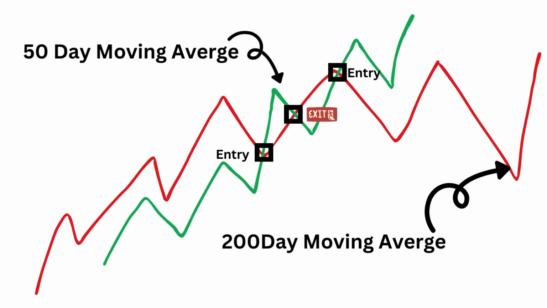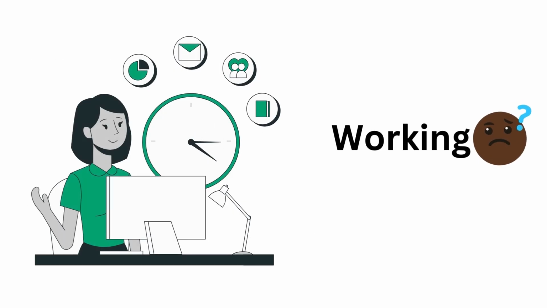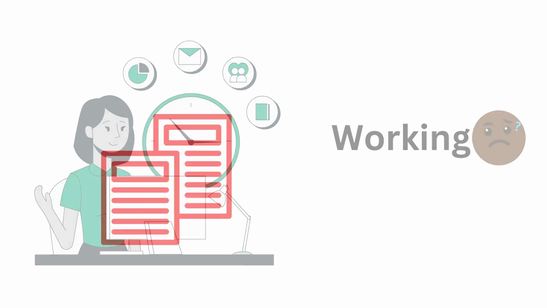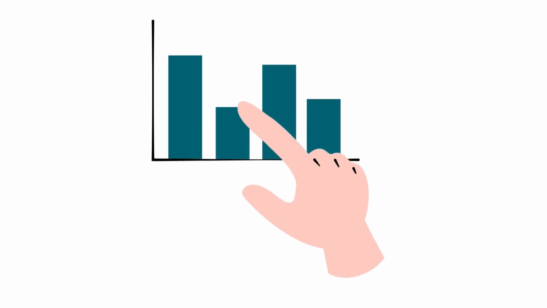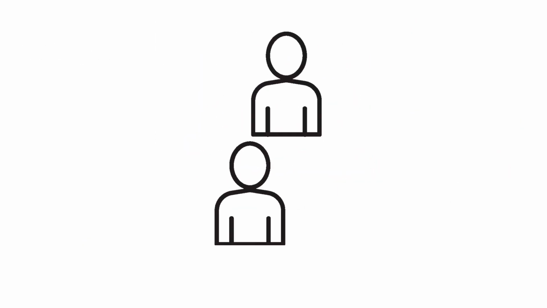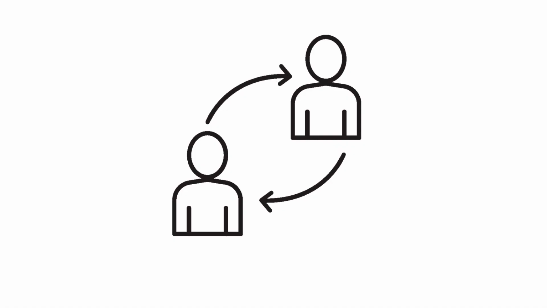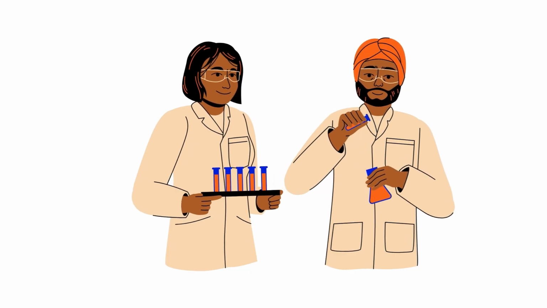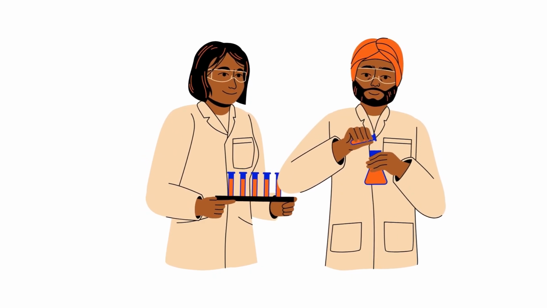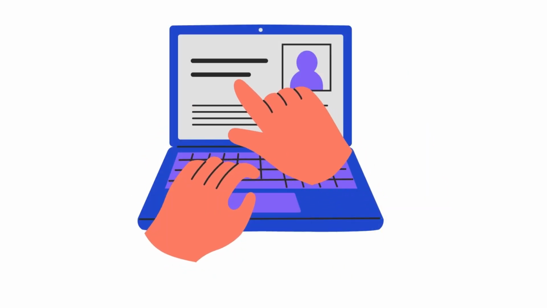of a bullish trend. You might be wondering, does this strategy actually work? The answer is, it depends. While the Golden Cross is a popular indicator, like any strategy, its effectiveness can vary based on market conditions and the asset being traded. To really understand how well it works, we need to backtest it. This involves running the strategy against historical data to see how it would have performed in the past.